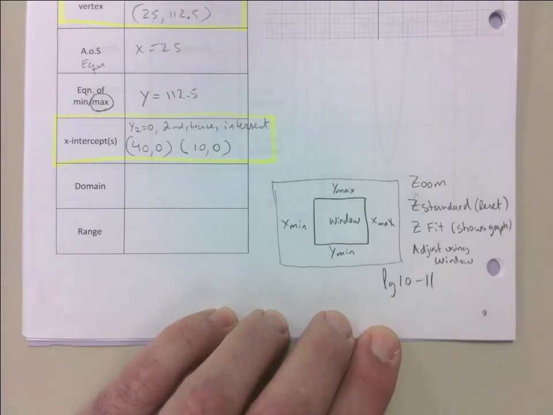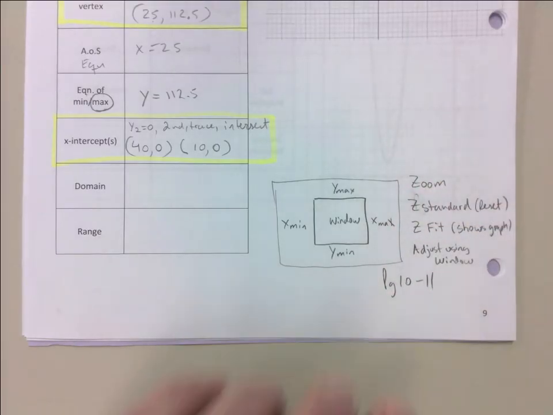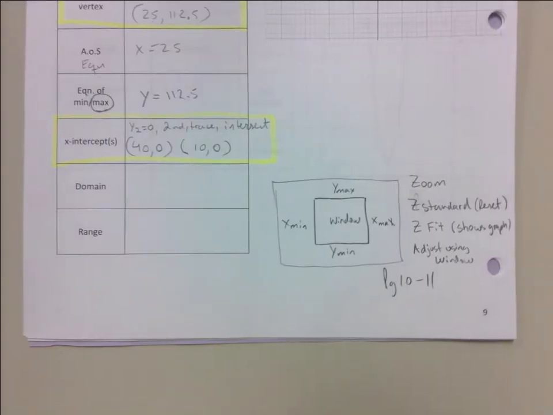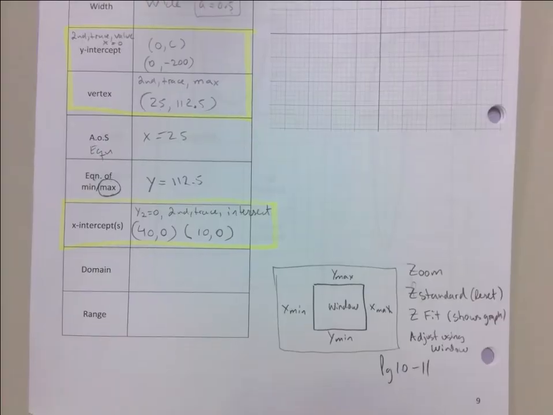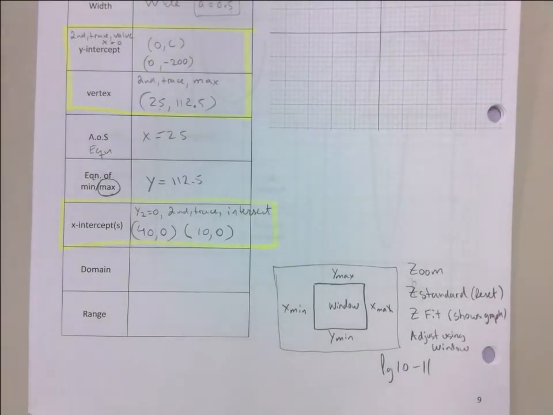So that's something that I would have on my study sheet, as well as the keystrokes that you're pressing to figure out the vertex, to figure out the y-intercept, to figure out all those things. You need to have those keystrokes on your study sheet as well. Okay.